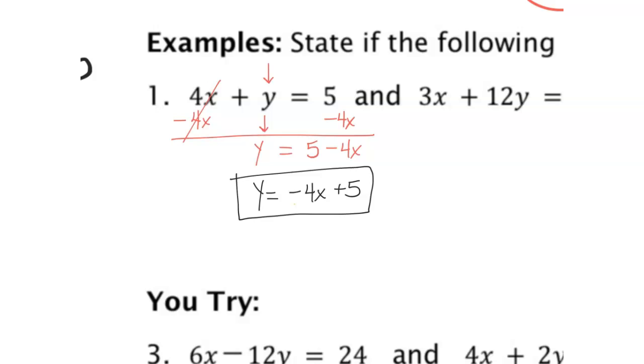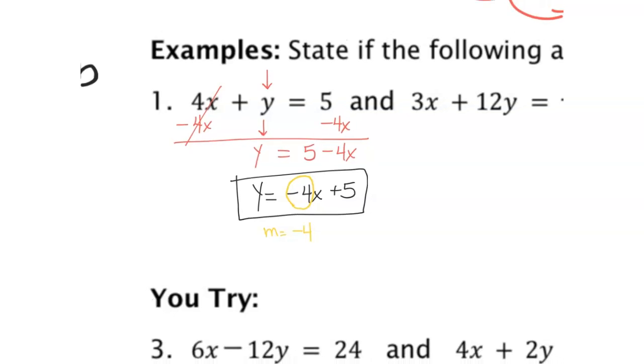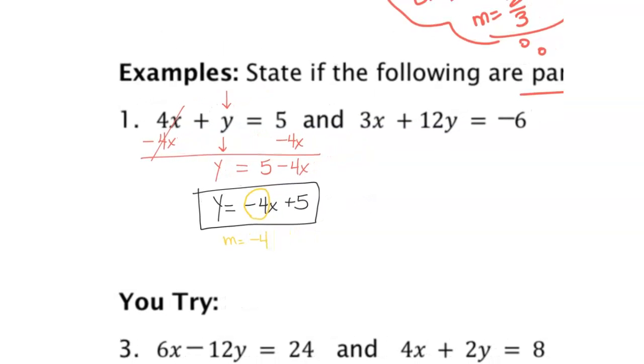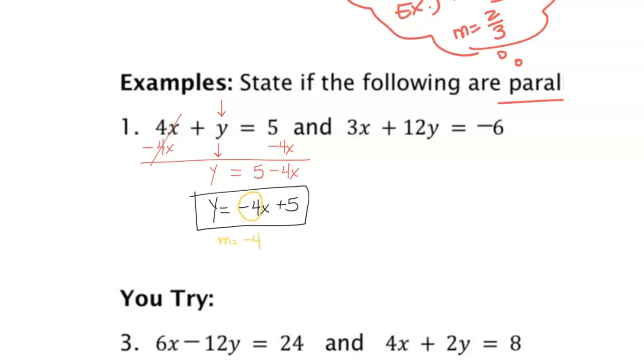And so now the number that's been multiplied by x, that's our slope. So m in this case is negative 4. So our slope is negative 4 for that first equation of number 1. For number 2, we are looking to once again solve this for y because it's not already in slope-intercept form. So to do that, we need to get our y term by itself.